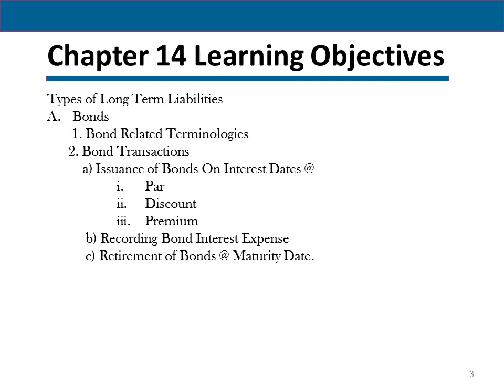In today's lecture, we are going to discuss the following objectives. We are going to discuss the first type of long-term liabilities, which is a bond. We are going to identify different terminologies related to bonds and how we are going to account for bond transactions, including how we record issuance of bonds at par, at discount, at premium, and how we record interest expense on bonds, and how we record retirements of bonds at the maturity date.